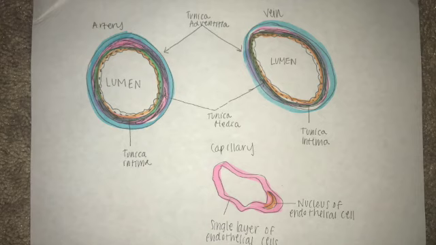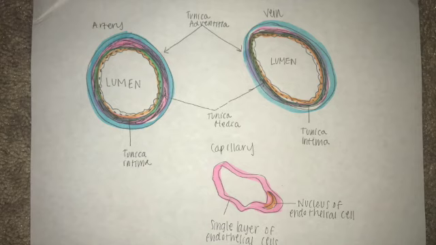Specifically, the veins and arteries carry blood to and from the heart, and it contains fibrous tissue. And they have 3 wall layers: the tunica adventitia, the tunica media, and the tunica intima.